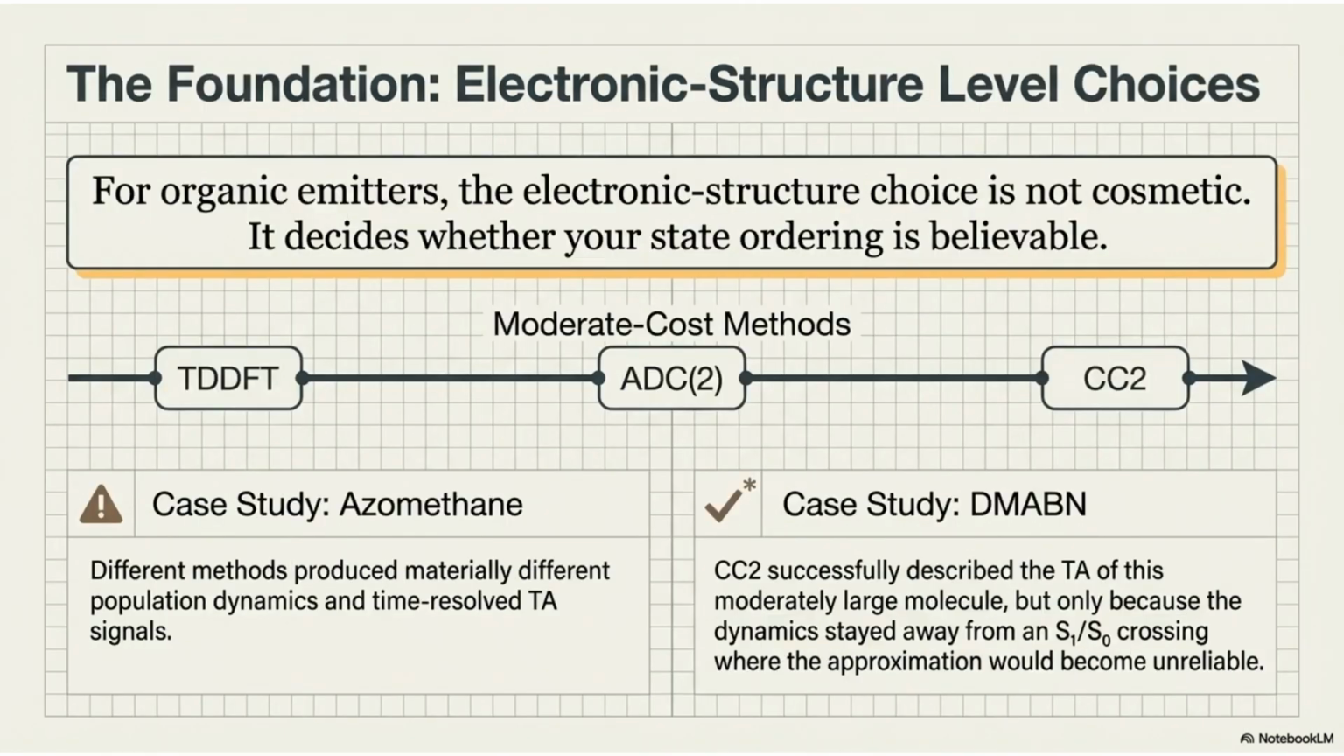For organic emitters, the electronic structure choice is critical for state ordering. Moderate-cost methods like TDDFT, ADC2, and CC2 are used. Case studies show that different methods can produce materially different population dynamics and transient absorption signals.